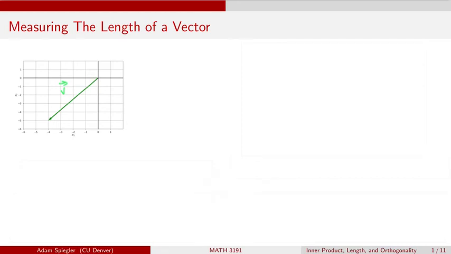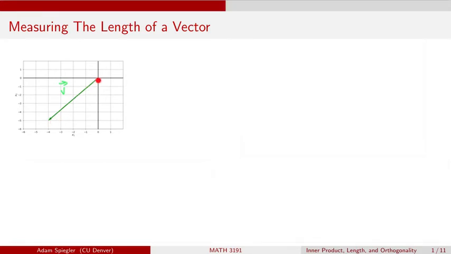All right, welcome everybody. In this video, we are going to take a look at vectors. And if you recall, vectors are things that have both direction and a magnitude and a length. And let's think about how we can calculate the length of a vector. So for example, let's consider the vector v, which I've drawn over here.